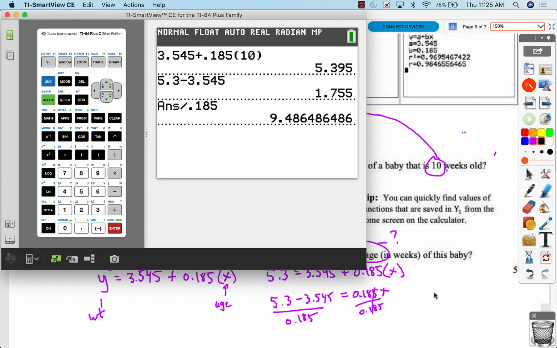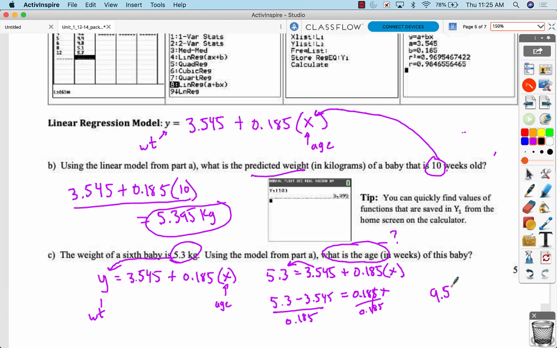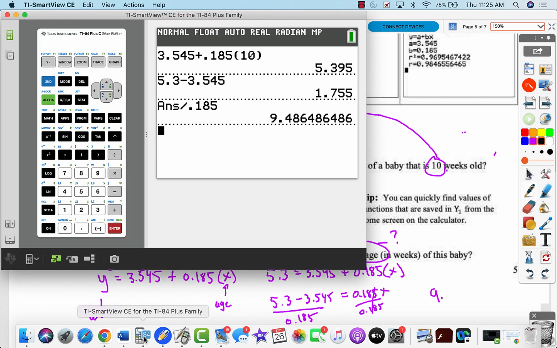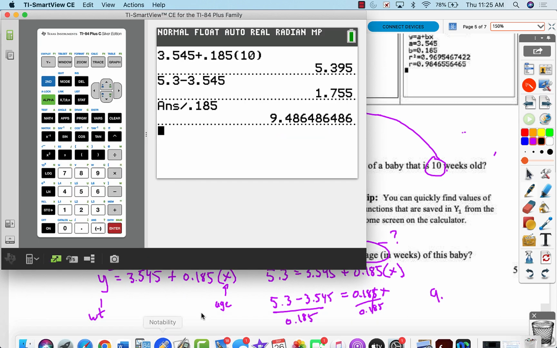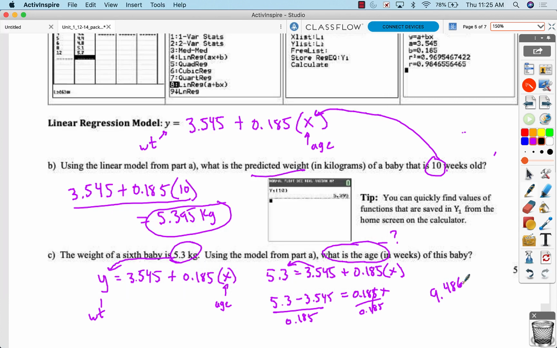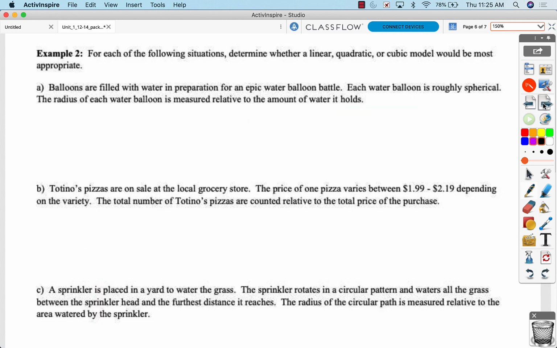So they got the age about 9.5 weeks. Actually, let me not do that because these people are kind of picky. 9.486 weeks. Okay, so that's how you do a linear regression. The more you do with these things, the better you're going to get.